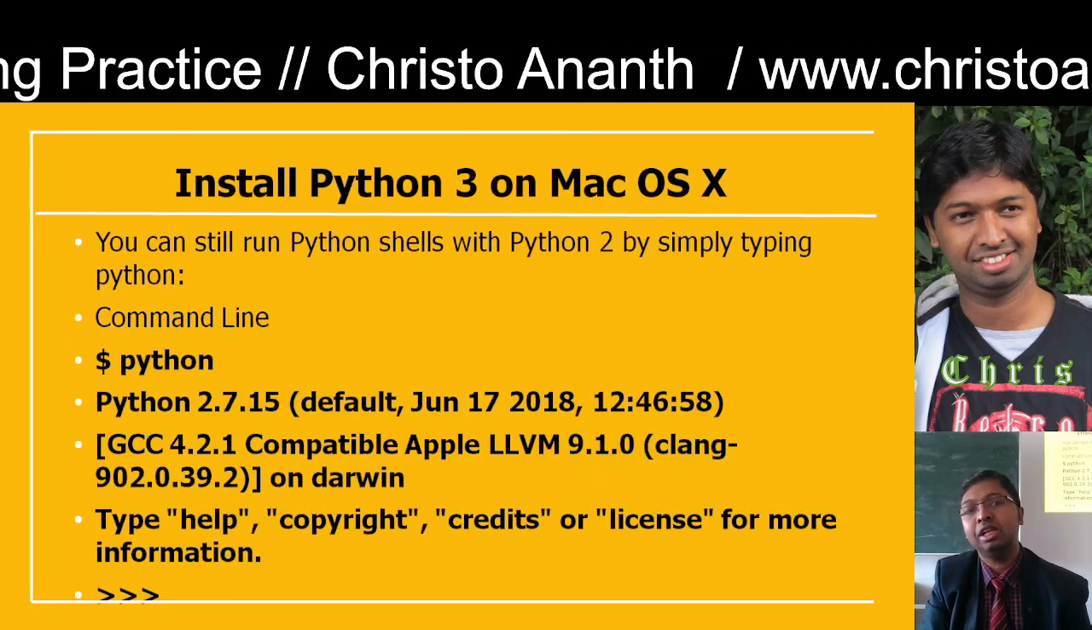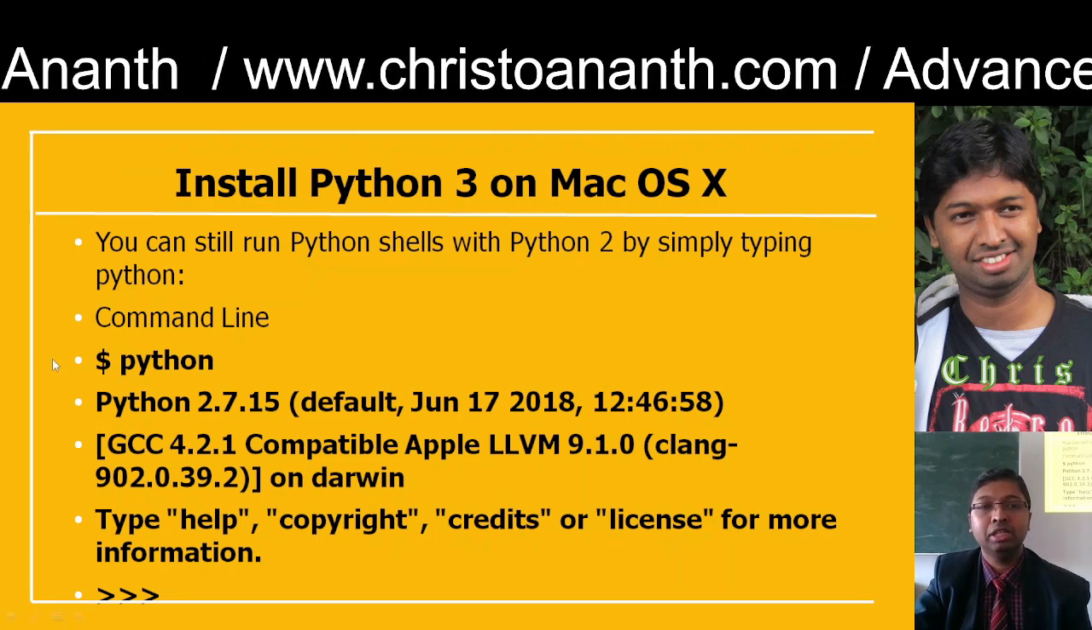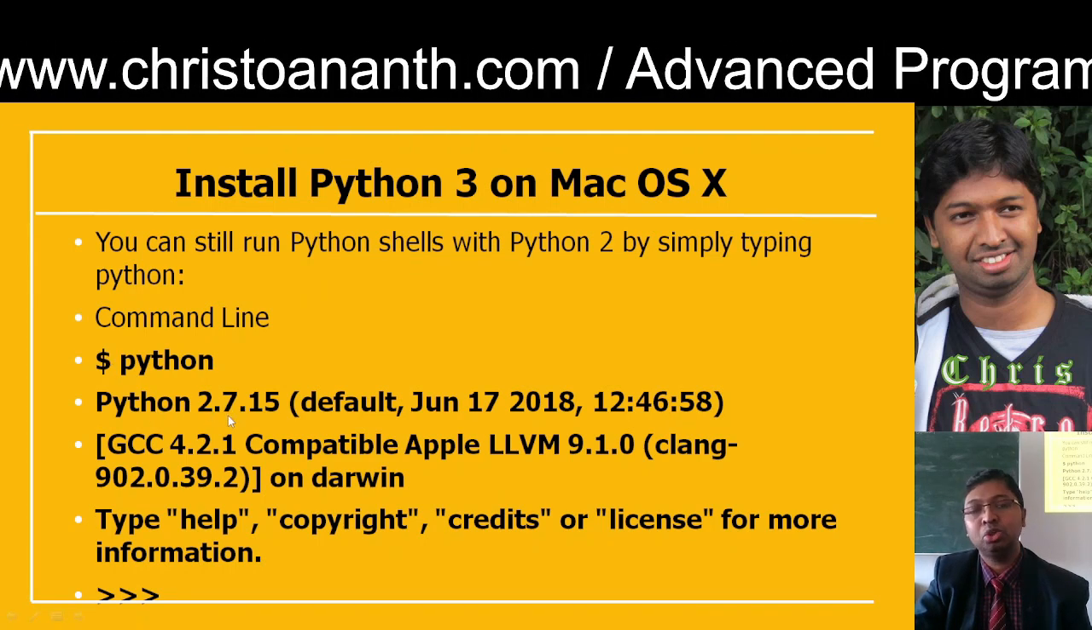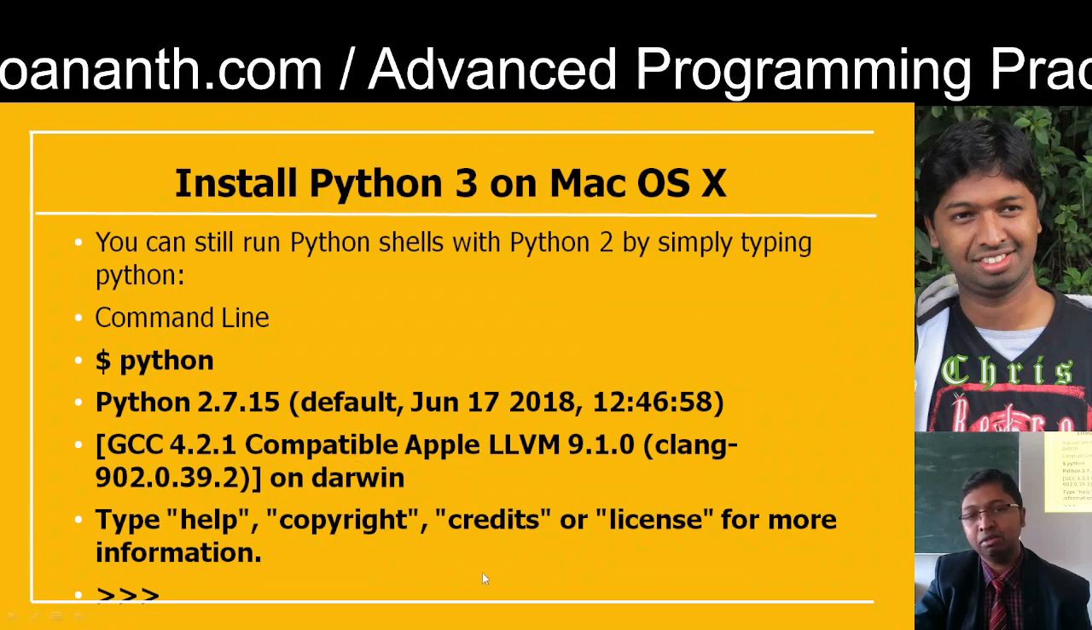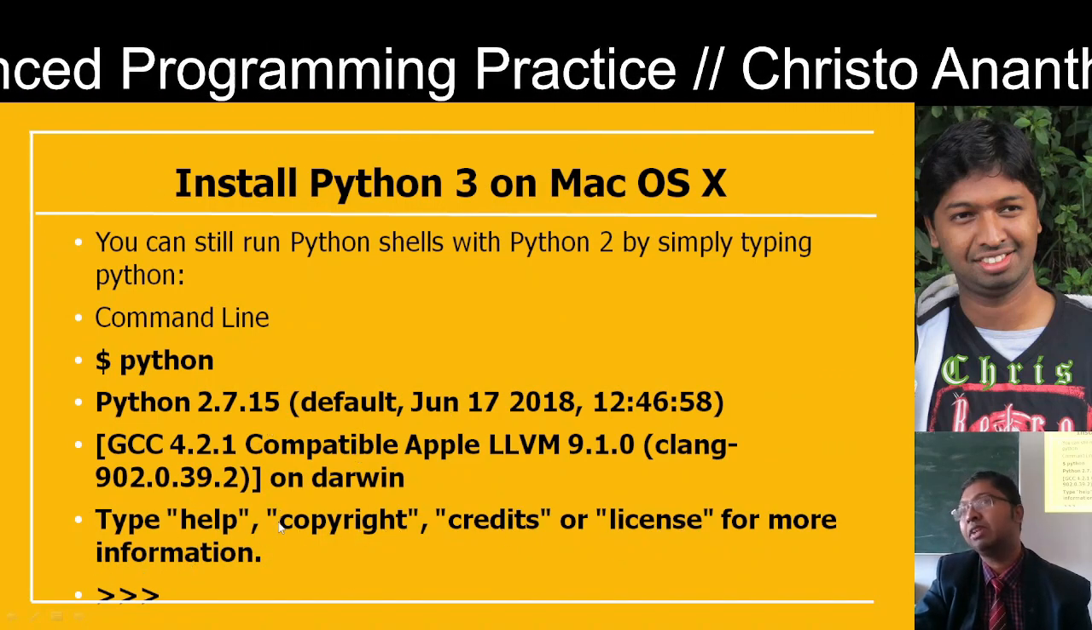You can also still run the Python shell with Python 2. So with the command line $python, the Python version 2.7.15 everything will be displayed by default. Type help, copyright, credits, license, and everything will be displayed.